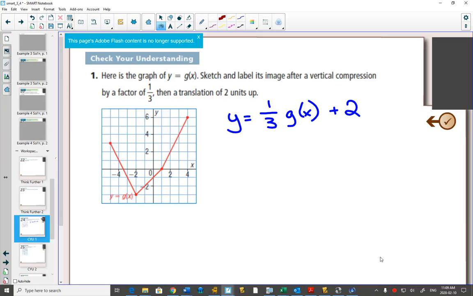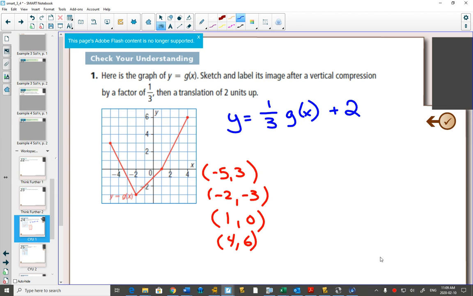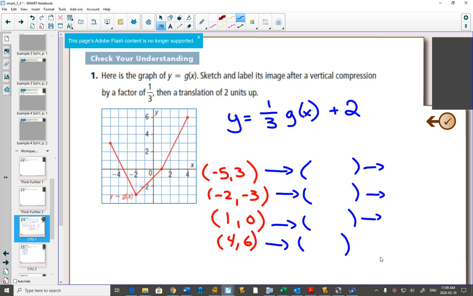So we can take our original points. So we have -5, 3. We have -2, -3, 1, 0, and 4, 6. And since we have stretches and translations, both of those things will happen. We always do our stretches first. So this, and I'll label it this time, but after this, you'll probably not label stretches with an E, right?